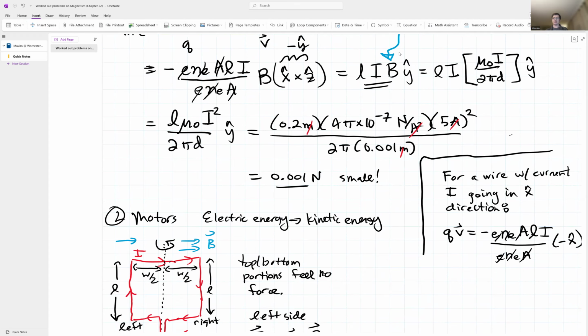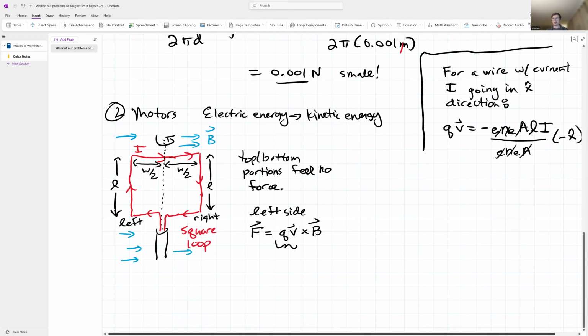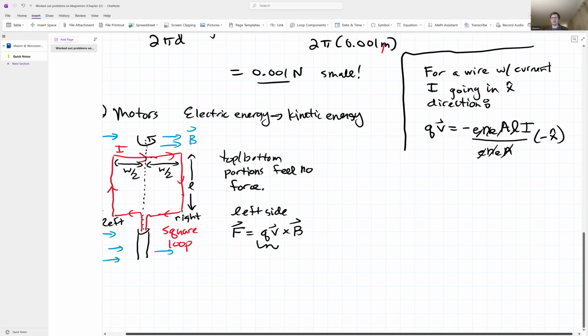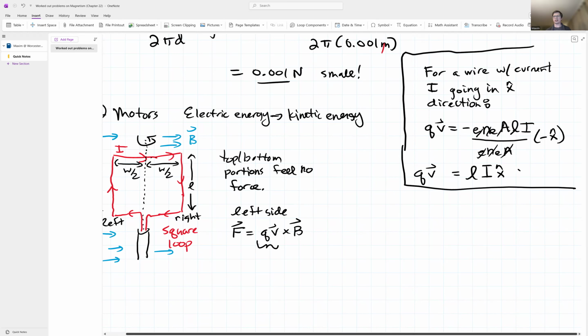So actually for QV, just this quantity, what it ended up being is quite simply, the two negative signs canceled, and we just had the length of the wire times the current, and it's in the x hat direction. So that's actually QV, and that's important. Whenever you see a QV, we can just replace that with the length of the wire times the current going in it times the direction of the current. This x hat is the direction of the current.